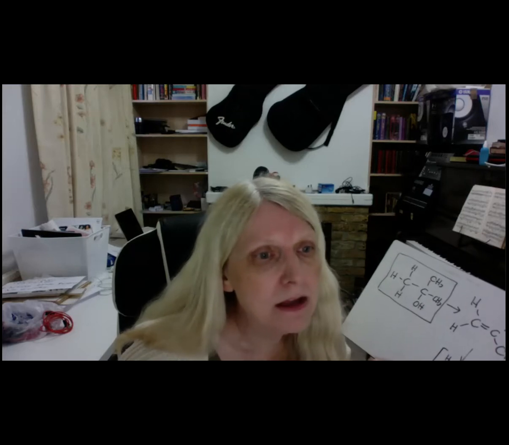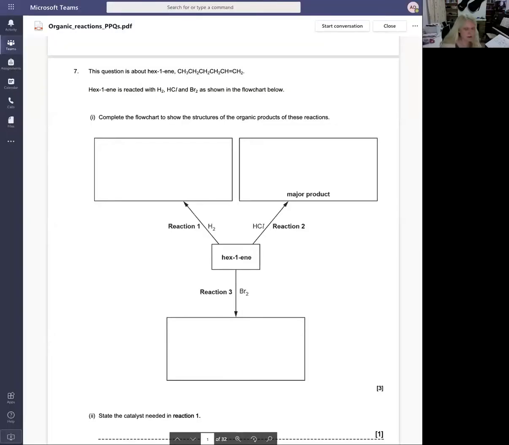Okay? All right, so let's go on to question 7. So I'm going to share my screen a minute so we can have a quick look at it before I go through it. Okay, so there we go. Right, so this is question 7. So this one says, we've got hex-1-ene. It's reacted with hydrogen, HCl, and bromine, as shown in the flowchart below. Complete the flowchart to show the structures of the organic products of these reactions.